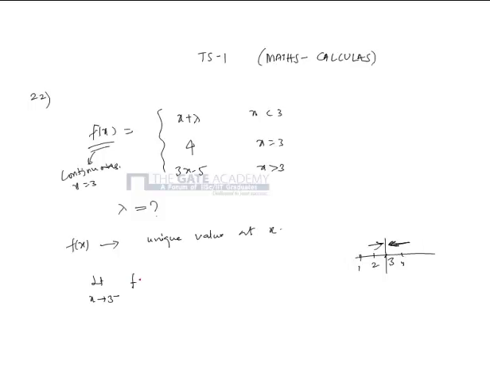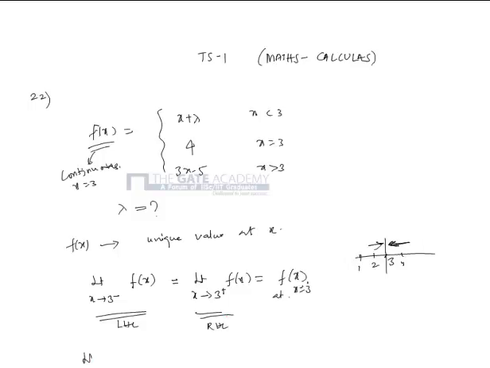So the limit as x tends to 3 minus of f of x should be equal to the limiting case when x is approaching 3 from the right, and then both of these have to be equal to the functional value at x is equal to 3. So let's evaluate the left hand limit and the right hand limit, and then equate them to the functional value at 3.